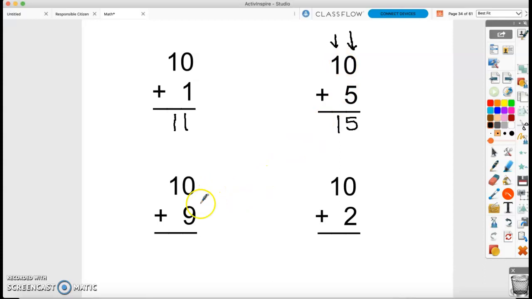So let's try this one. What's 10 plus 9? If you said 19, awesome job. Once again, let's look at that. I add going down. That's why I line up my numbers. And if I look, 0 and 9 is 9, and then the 1 goes straight down.